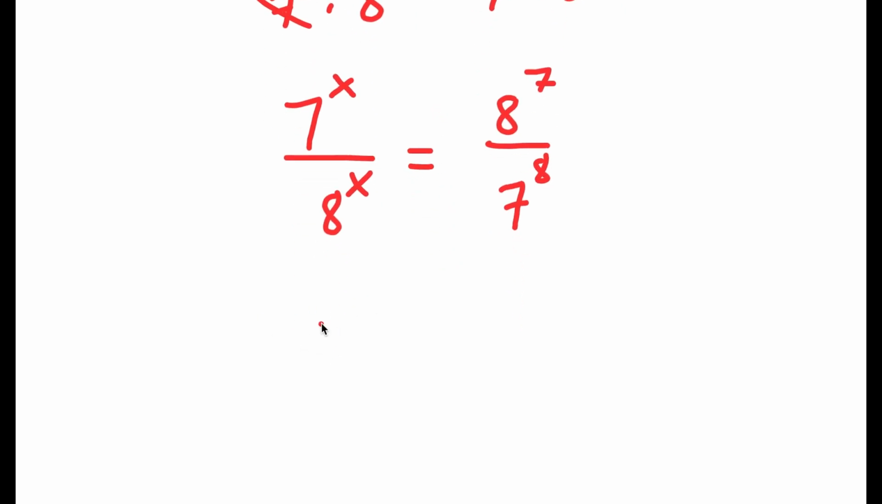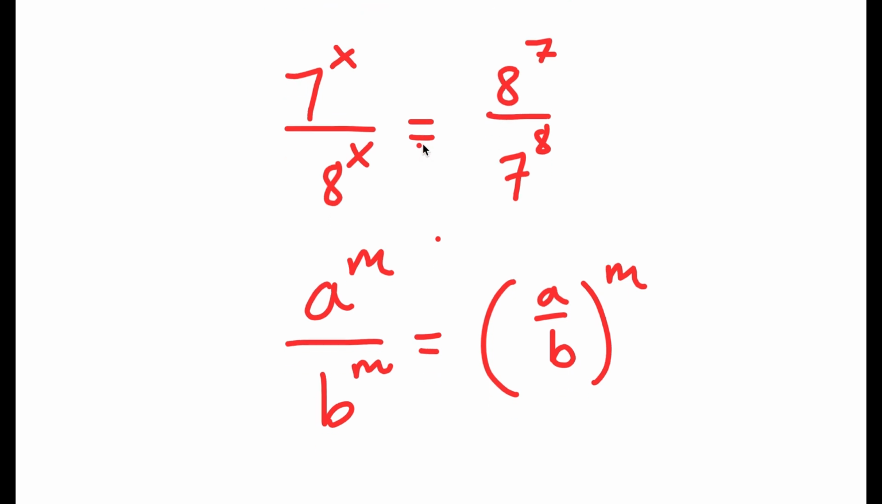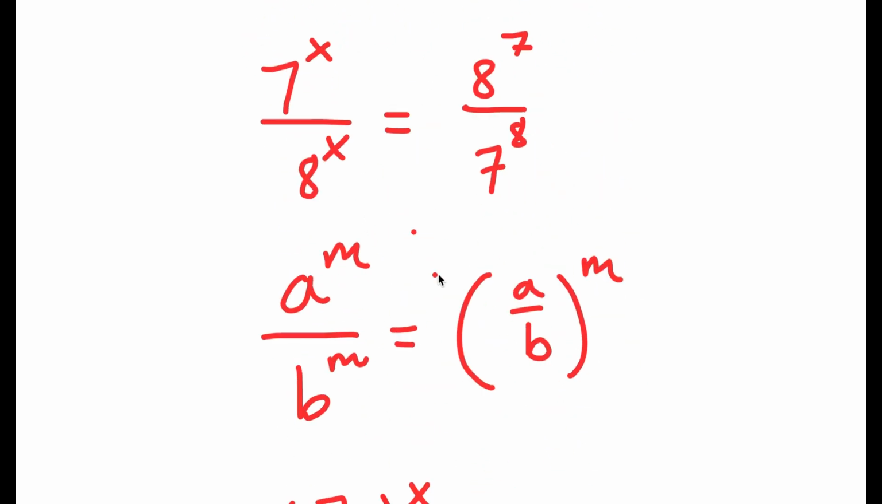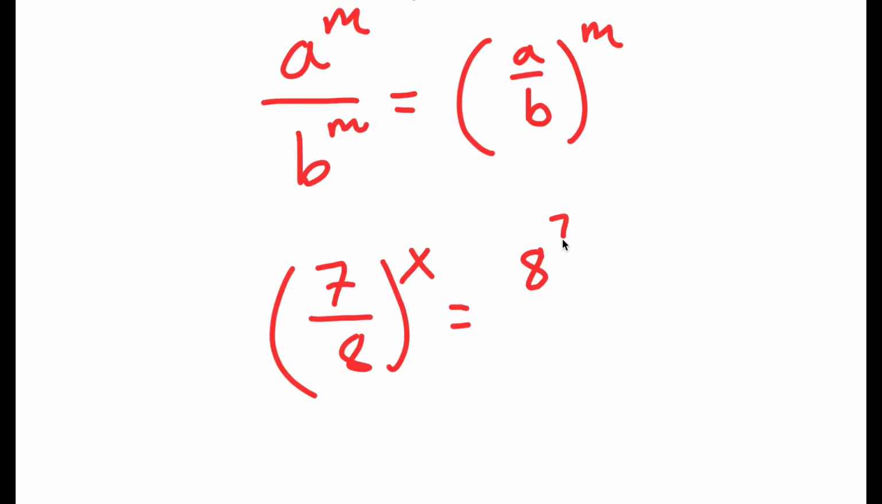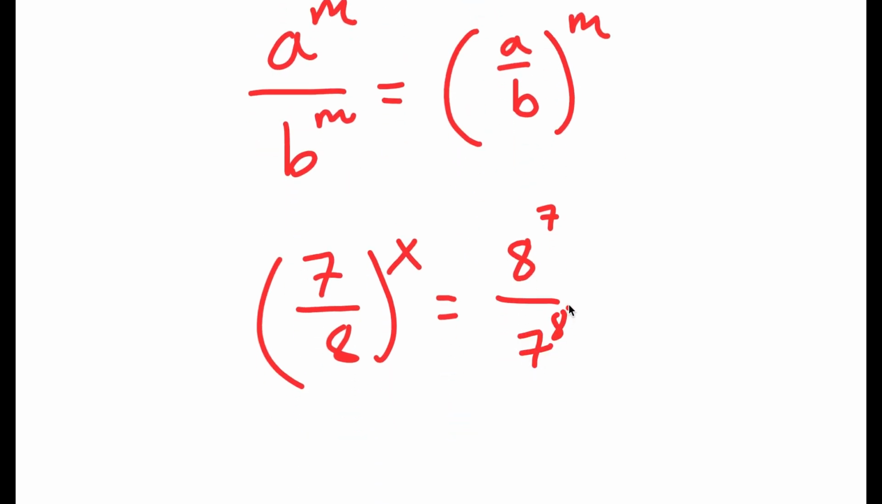Now, if I have something in the form a to the power of m over b to the power of m, this is equal to a over b to the power of m. So 7 to the power of x over 8 to the power of x, that's going to equal 7 over 8 to the power of x. And now this is equal to 8 to the power of 7 over 7 to the power of 8.